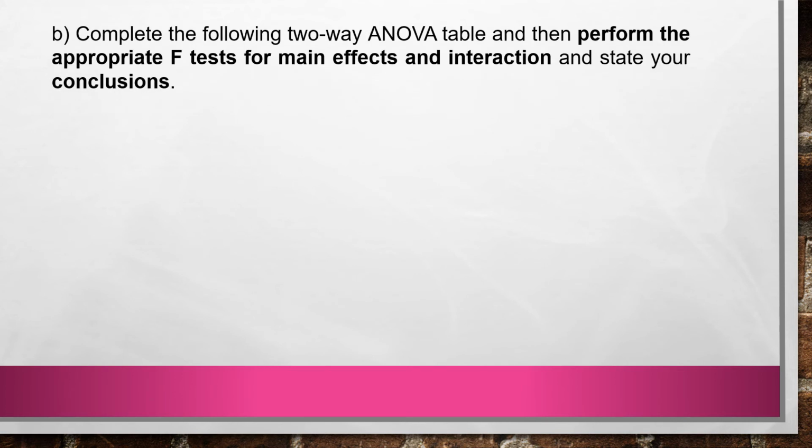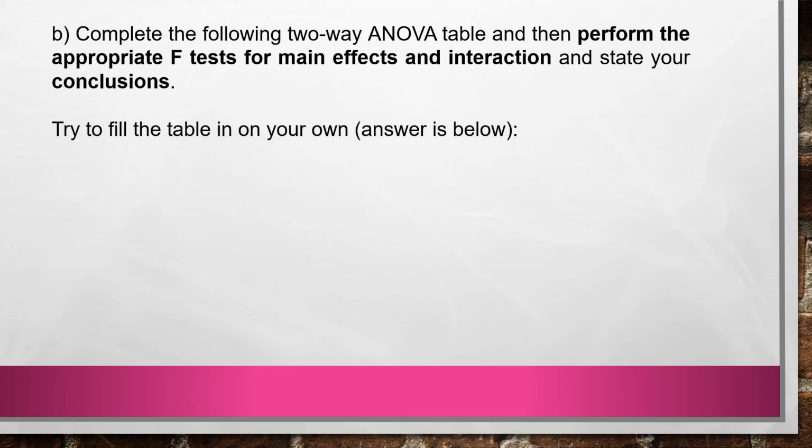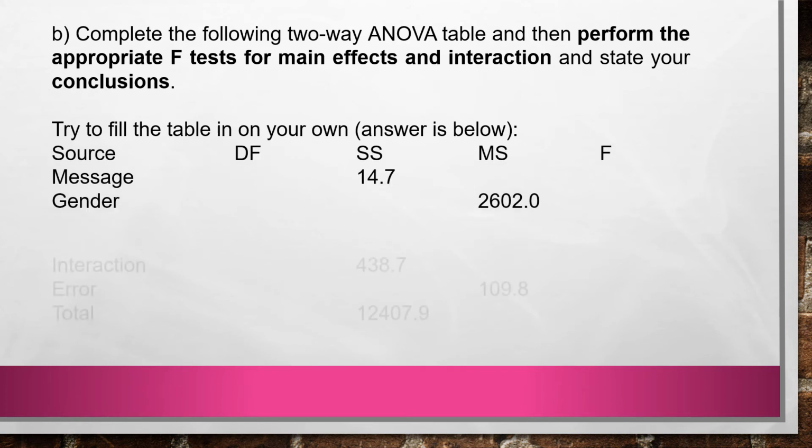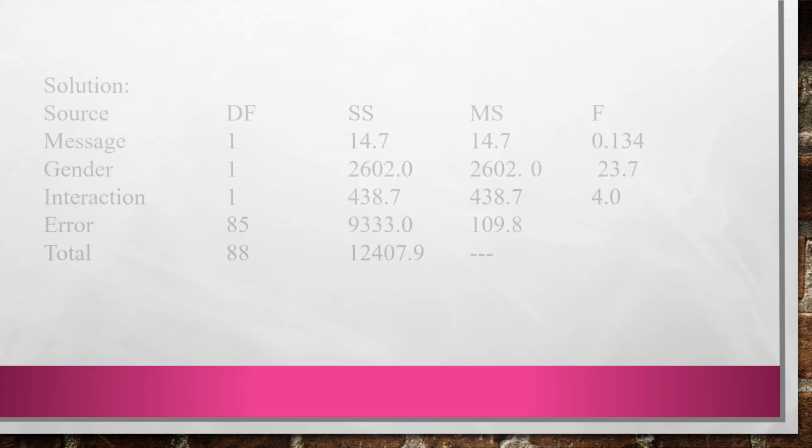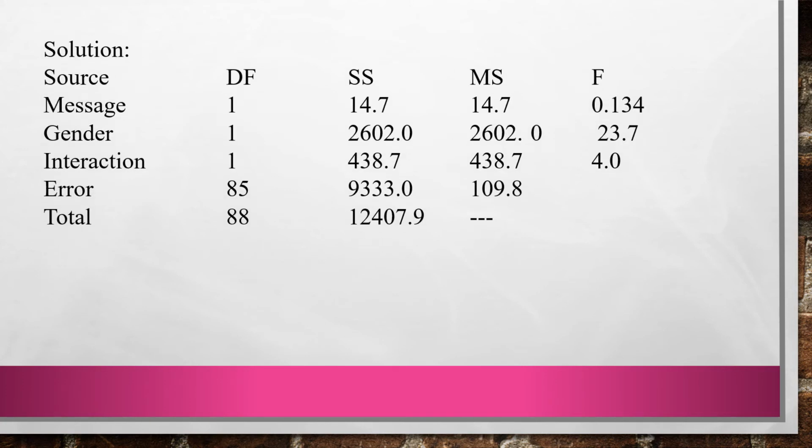Complete the following two-way ANOVA table and then perform the appropriate F test for main effects and interaction and state your conclusions. Try to fill the table on your own. So you are going to answer this later, if we have still time. Okay, so this would be the solution.